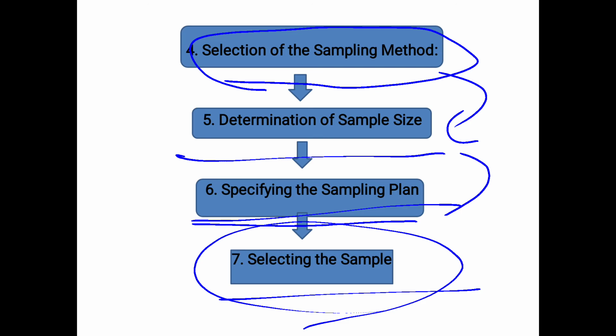After taking the decision about the method of sampling, next you decide about the sample size, that is the number of units in the sample. And next you specify the plan, clearly take the decision about the sampling plan. And next finally you implement it. That is selecting the sample.